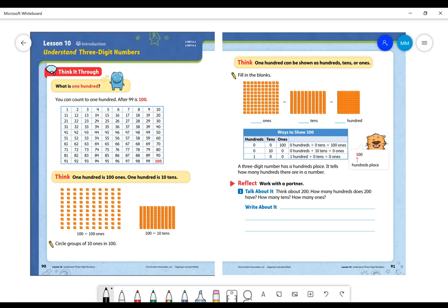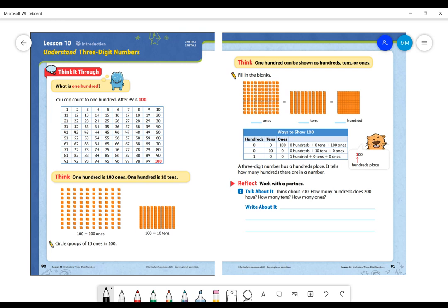On our 100s chart, we have seen a 100s chart before. We count to the number 100, right? So the number that comes after 99 is 100. Now, if you look at the number 100, it is different from the rest of the numbers in our 100s chart. Why is the number 100 different than the rest of the numbers? Because it has 1, 2, 3 digits. The rest of our numbers, except for our ones, have 2 digits.